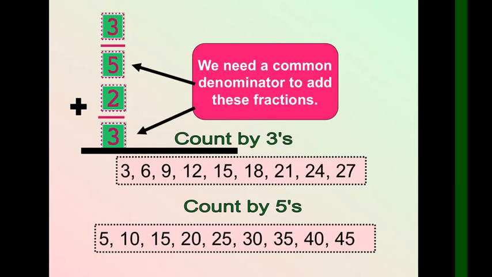56. Next, we have 3 over 5 plus 2 over 3. So, for the 3, we need to count 3, 6, 9, 12, 15, 18, 21, 24, and 27. For the next one, 5, 10, 15, 20, 25, 30, 35, 40, 45. Sa tingin nyo, ano ang kanilang common multiple? Correct. They have 15 for both 3 and 5.